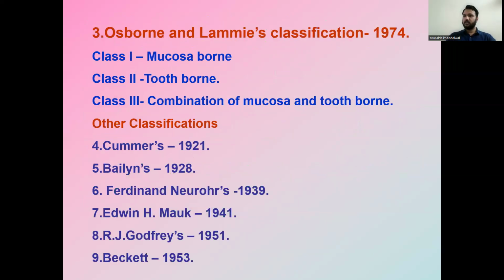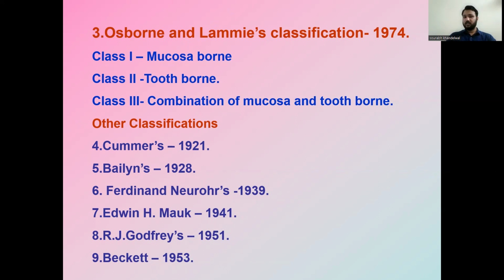And also we have to consider the posterior dental space for the classification. Then there is another classification, which was Osborne and Lemmy classification, given in 1974. Class 1 is mucosa bone, class 2 is tooth bone, class 3 is a combination of mucosa and tooth bone.